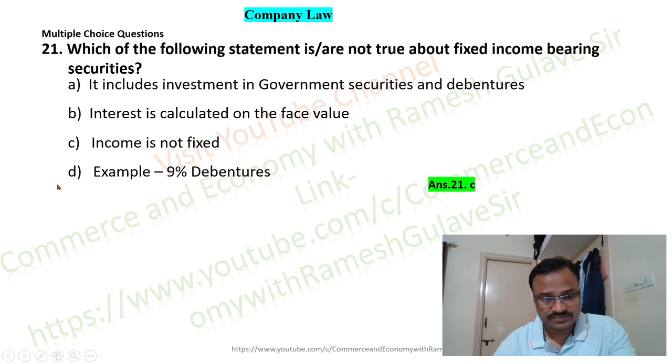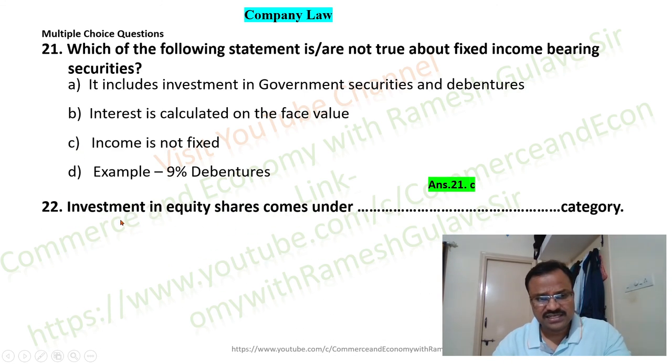You can observe the next option, that is the example 9% debentures. So 9% debentures means rate of interest is fixed, that is, the investor will get 9% interest on these debentures. Okay, so for question number 21, option C is the right answer.